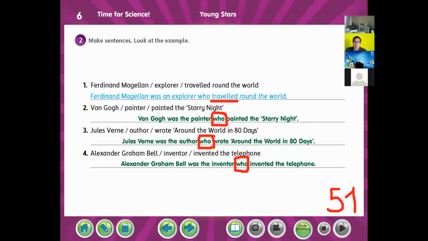Chicos, les voy a habilitar la opción para que me envíen el workbook, ¿ya? Page 50 and 51. Obviamente, la última del audio no la vas a completar, la vamos a usar después. Pero me envías page 50 and 51. Reciente lo voy a habilitar. Va a estar en CNET para que recepcione la captura del workbook. ¿Ok? We don't have much time. The time is over.